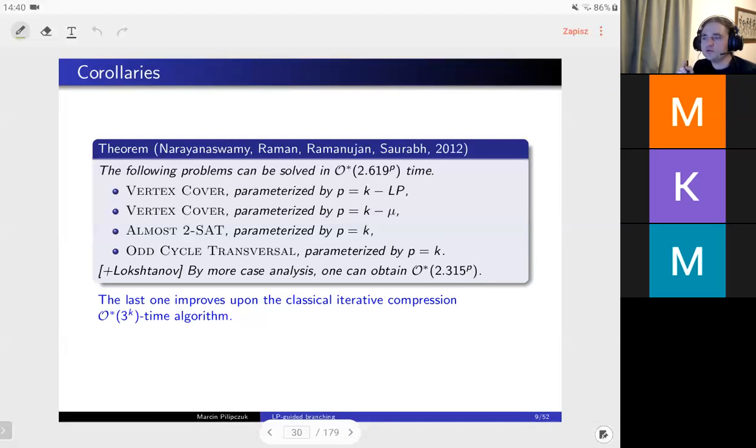So you can actually get 2.315 to the k for odd cycle transversal by these tricks, which was quite surprising at the time. And I want to mention that it's still open to improve this down to 2 to the k. I mean, this is a complicated case analysis. The intuition is that maybe 2 to the k should be possible here, but we don't know how to do it. So it remains open. Okay, good.